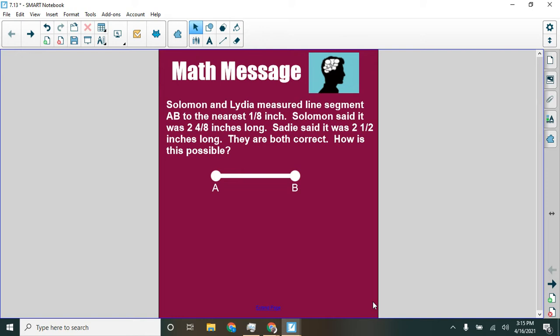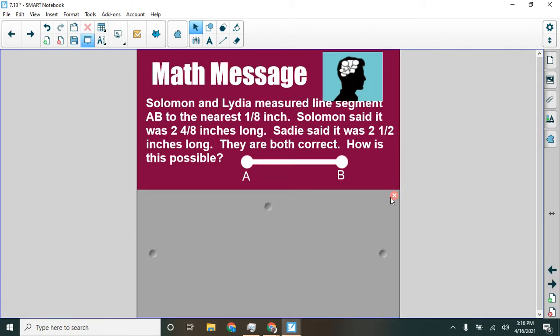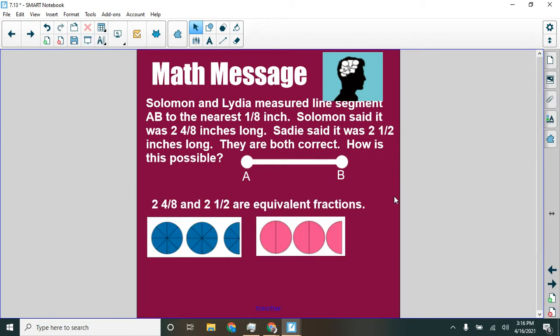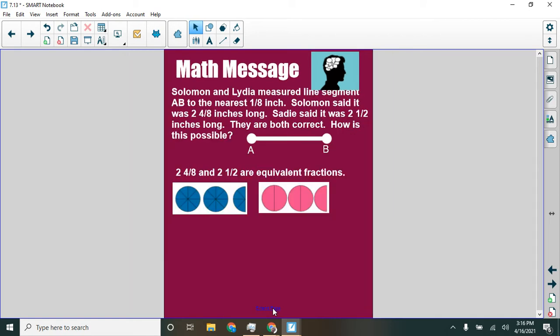Well, how in the world could this be possible? Solomon says 2 4/8. Sadie says 2 1/2. What we can think about here is our equivalent fractions, right? 2 4/8 and 2 1/2 are equivalent fractions.